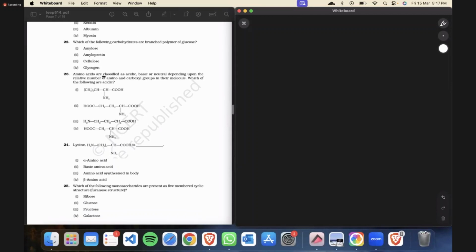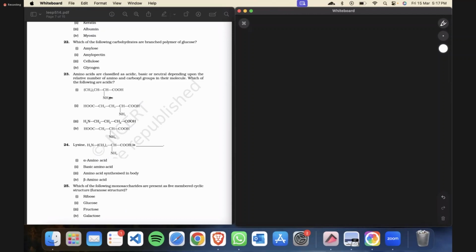Amino acids are classified as acidic, basic, or neutral depending upon the relative number of amino and carboxyl groups in the molecule. Which of the following are acidic? Option A is not acidic. Don't get confused. COOH is there, but the carbon to which COOH is linked has an amine group. So option A is incorrect. Option B is correct. It is a free COOH. And option D is also correct. Options B and D are the correct answers.